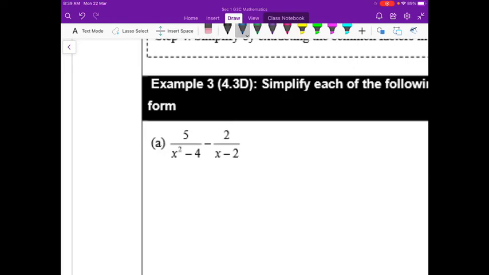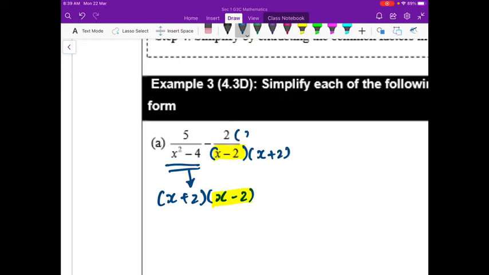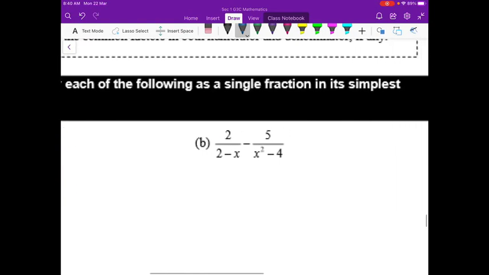Where can I factorize? x squared minus 4. Don't forget the basics. x squared minus 2 squared. This is your case of a squared minus b squared. So this denominator becomes x plus 2, x minus 2. This denominator, and you see that, hey, there is the same factor, x minus 2. So the denominator that we should choose is actually x squared minus 4 as our denominator. Okay? So now, let's take a look at part B.